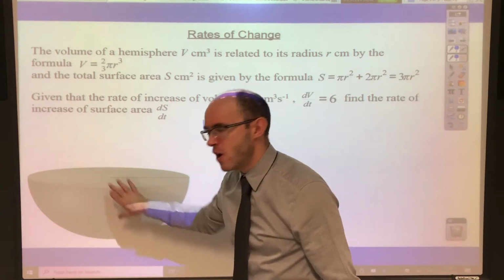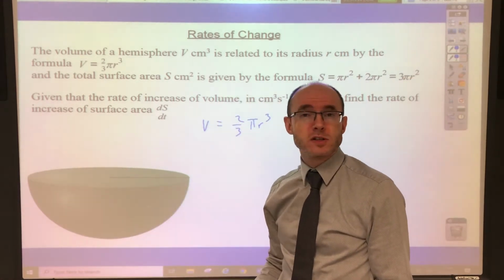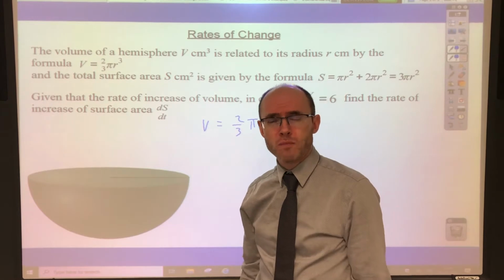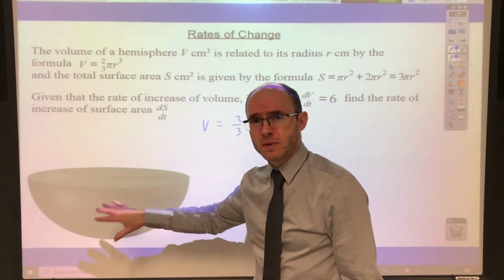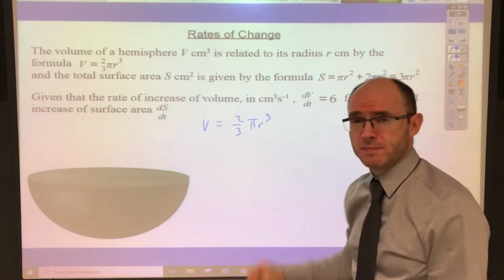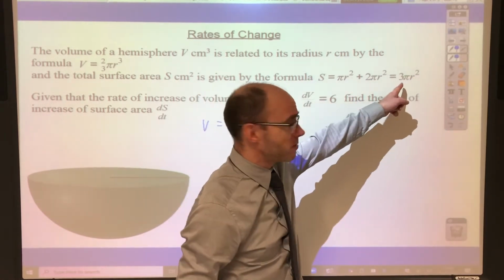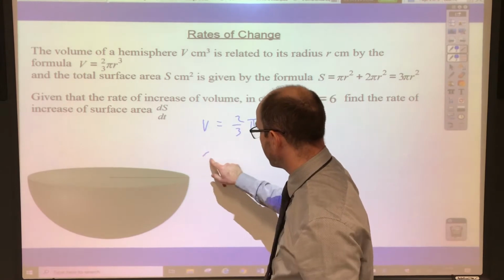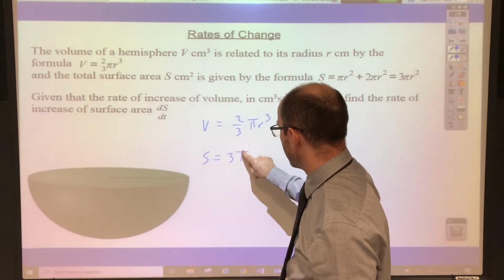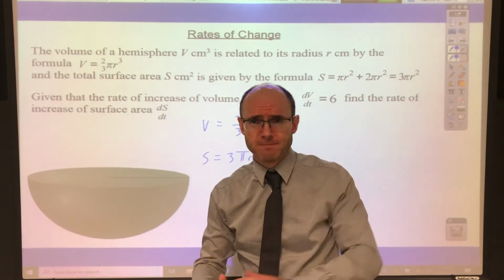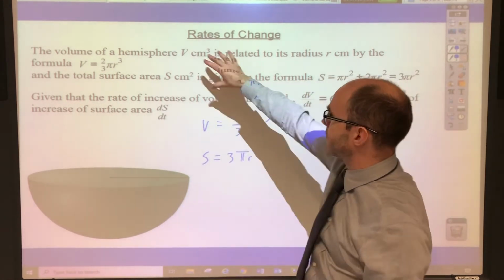In terms of the curved bit, the curved surface area of a total sphere is 4 pi r squared. So this bit here, half of it, is going to be 2 pi r squared. And so when you put the two together, you get 3 pi r squared. So that's why the surface area is 3 pi r squared. I just thought I'd give you some explanation there. So that's really the first part.